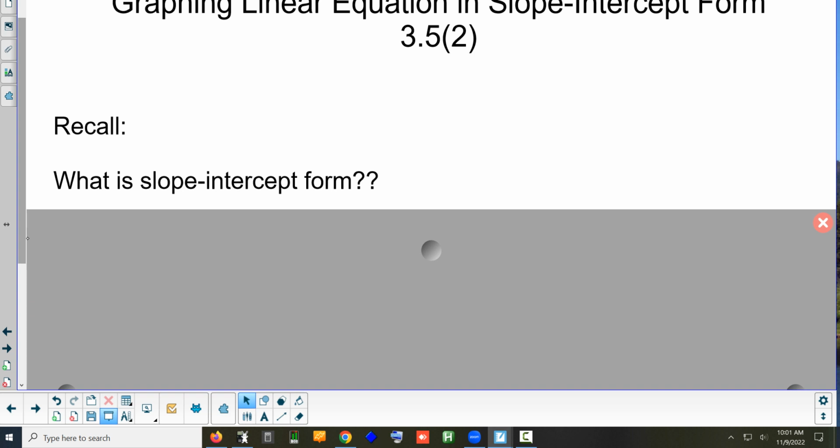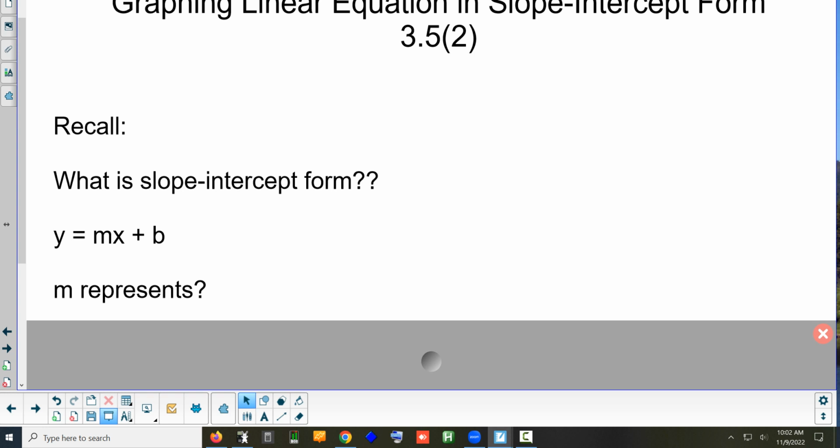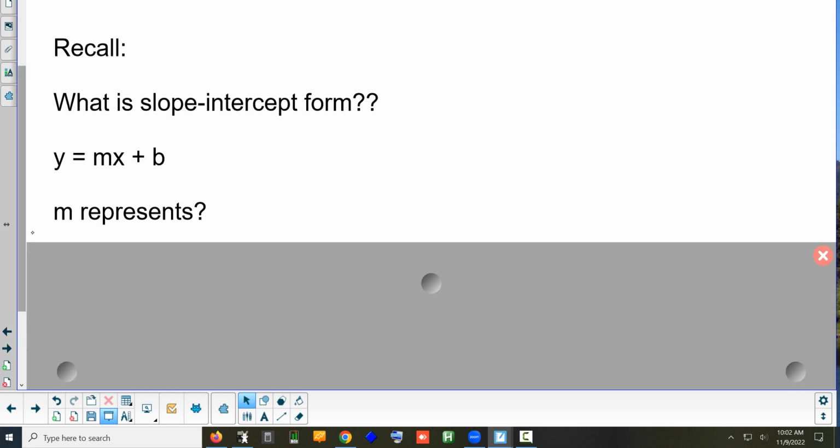an equation look like if it's in slope-intercept form? So I'm looking for something that has all letters. Yep. Right. It's y equals mx plus b. So when you write something in slope-intercept form, you've got to make sure we know what the m and the b are. So can someone remind me again, what's the m?